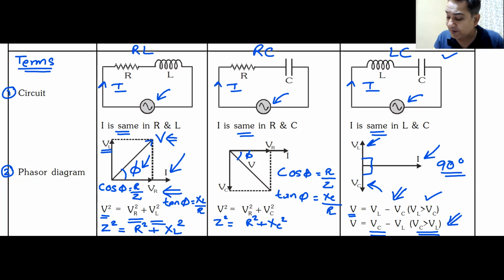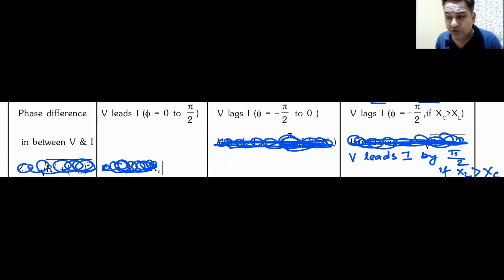And the next point is already discussed: phase difference between voltage and current. In an LR circuit, voltage will lead current by a phase angle of phi. cos phi is R by Z, tan phi is XL by R. In an RC circuit, voltage will lag current by a phase angle of phi, cos phi is R by Z, tan phi is XC by R. We have already discussed this.